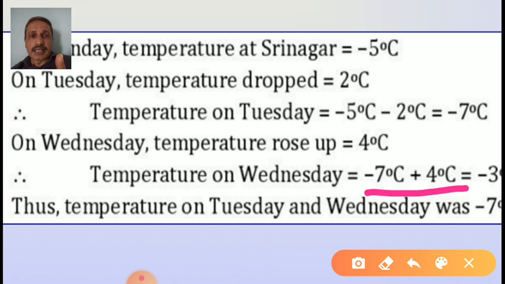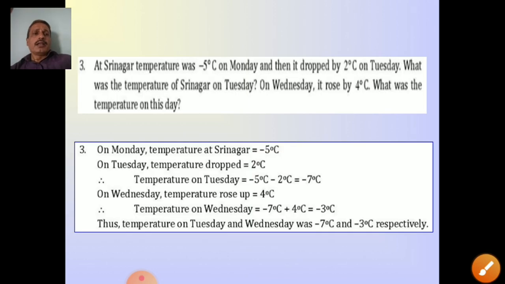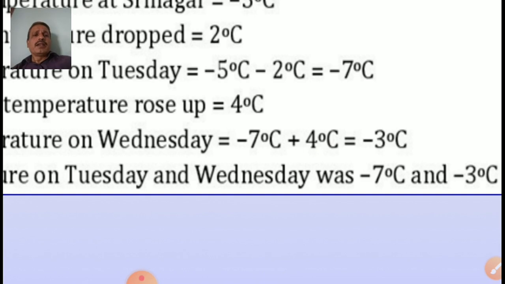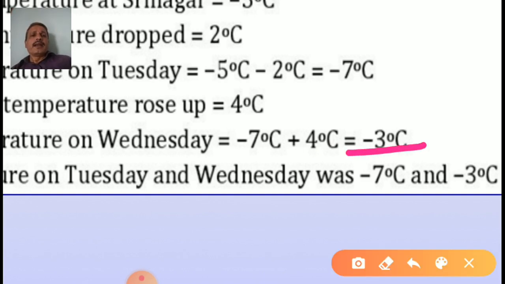Here 7 is greater than 4, so 7 has the minus sign. The answer will come in minus. So the answer is -3 degrees temperature. Okay, let's check once again. Yes, it is written here: -3 degrees centigrade. Okay. Now, what is the final answer?